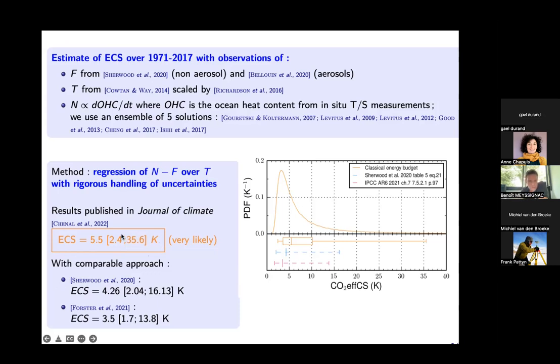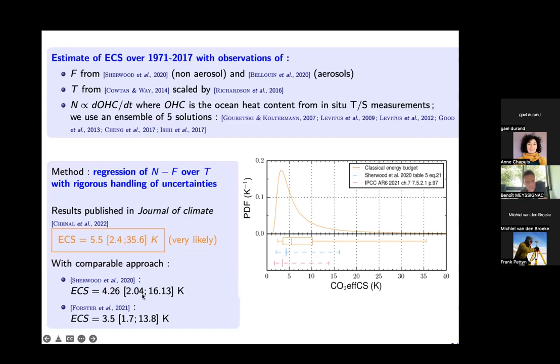The most interesting part is definitely the low end constraint. This is where we provide some new constraint compared to the previous estimate from Sherwood and colleagues, and also from the IPCC IR6, which is 1.7 if you take the observations, but 2.0 if you combine these observations with paleoclimate observations. So we do have something which is more constraining on the low end. We find 2.4 Kelvin. And so we tried to understand why we have something more constraining than Sherwood and colleagues or the IPCC.